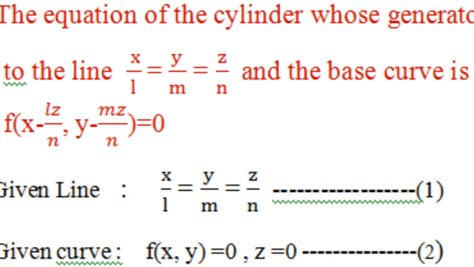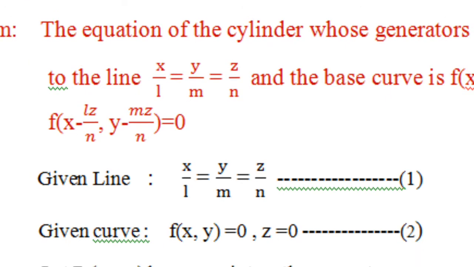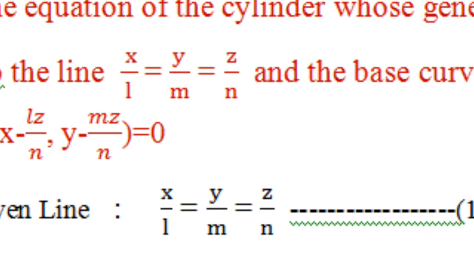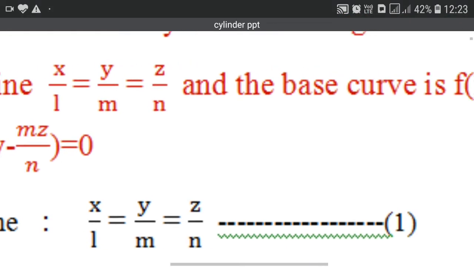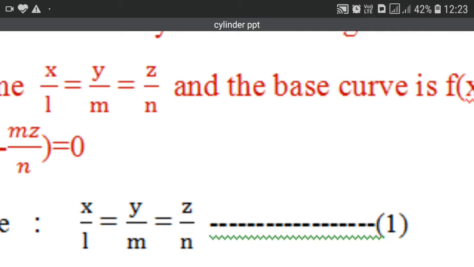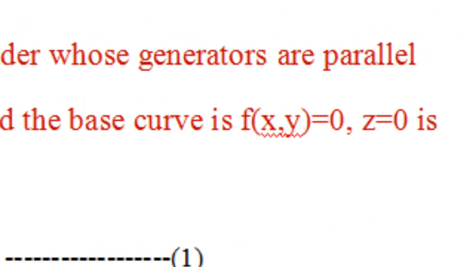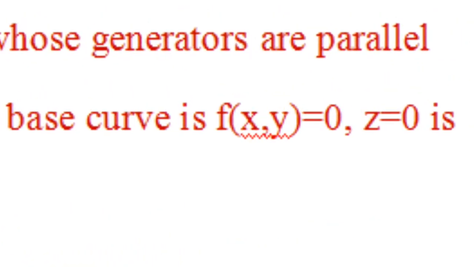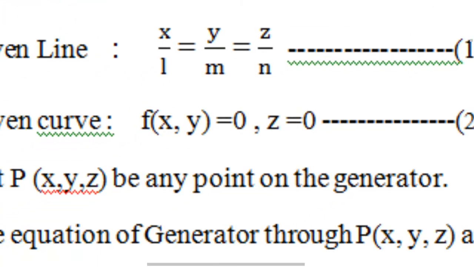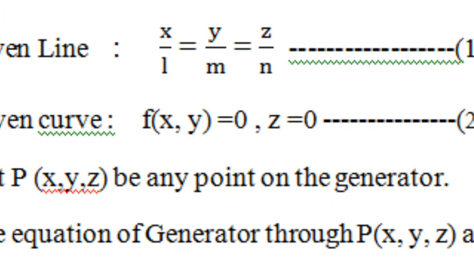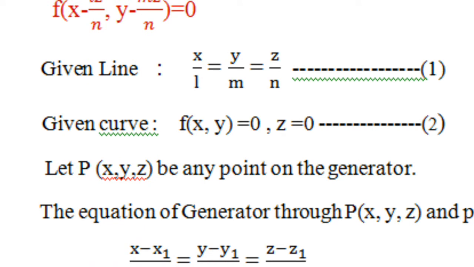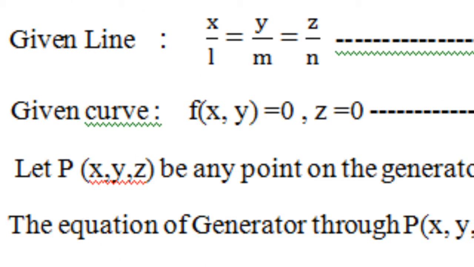To prove this problem, first take the given line. The line is x by l equal to y by m equal to z by n. Call it equation number 1. The base curve is f of x y equal to 0 and z equal to 0. Call that equation number 2. Now, on the generator, let P x1 y1 z1 be any point.